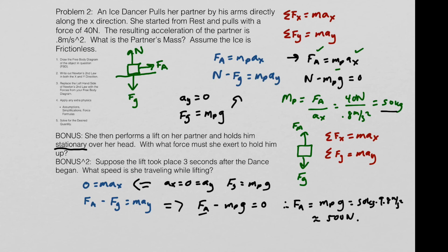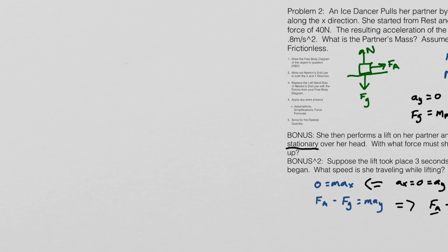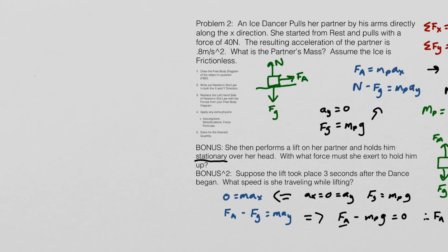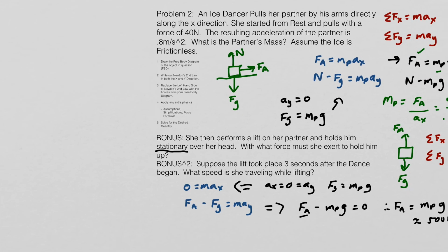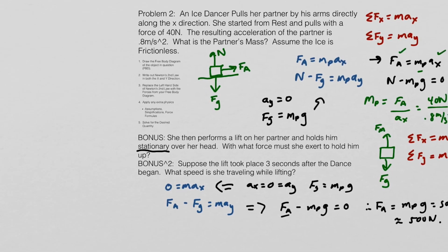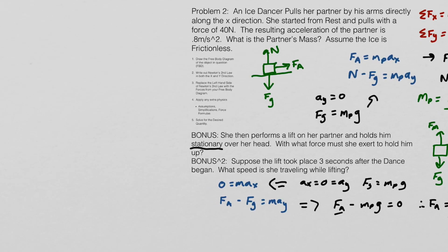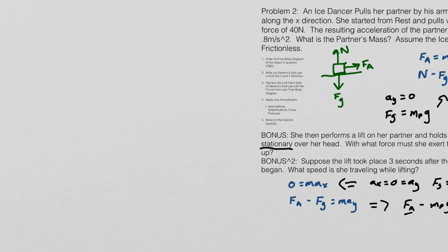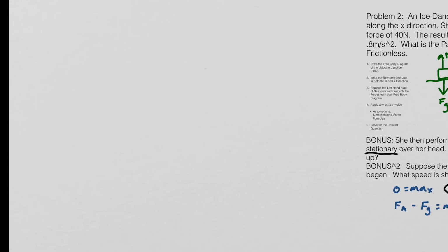For the bonus squared, we can simply, I'm going to slide this all over here. For the bonus squared, we can simply use the fact that we know that when the dance began, she was pulling to the right with a force of 40 newtons. Okay, we now know the mass of the partner, we know the acceleration that she was pulling at, and we know that 3 seconds later, the lift takes place, which means that's when the acceleration in the x turns off.